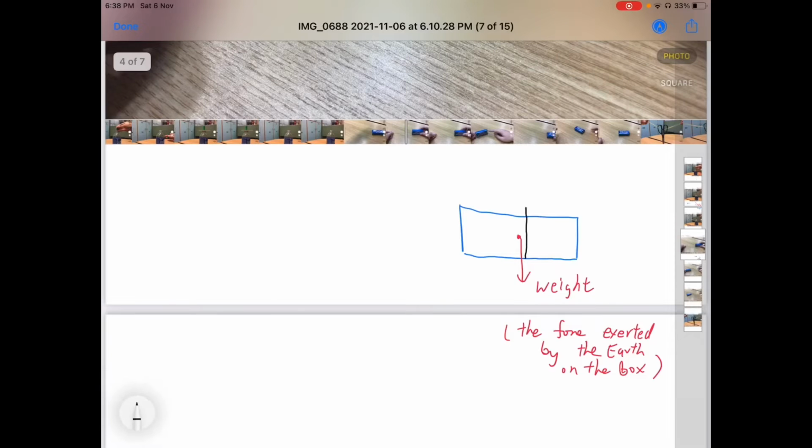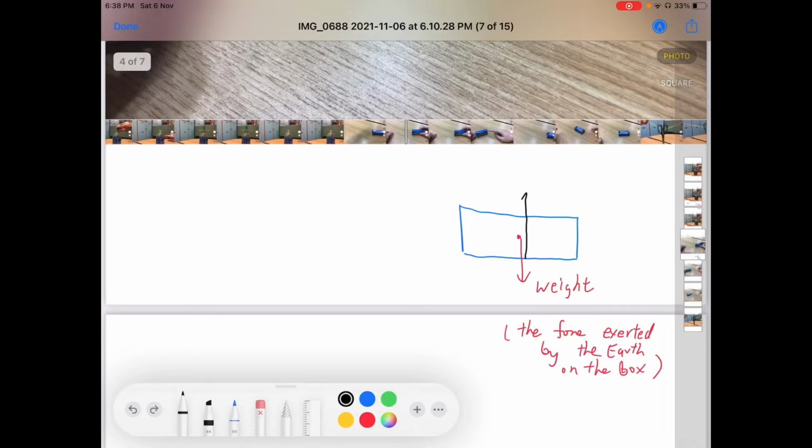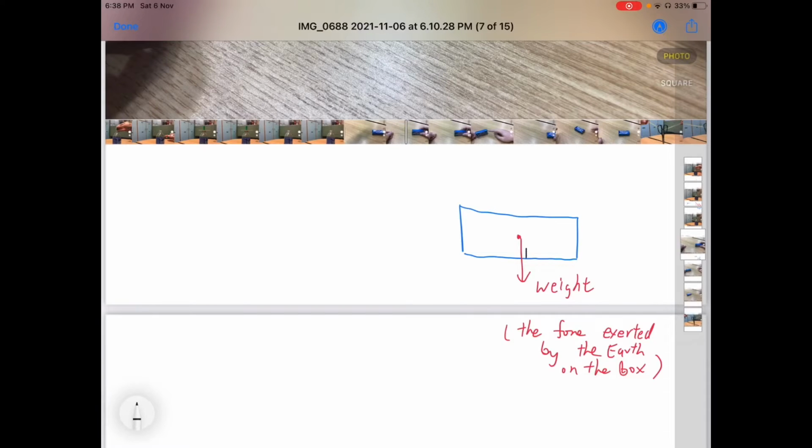And because the supporting force is a contact force, we start from the place where the box and the table are in contact, and there's a force exerted by the table or the desk on the box. And these two forces should be the same in length to represent that they have the same magnitude, and these two arrows should be in opposite directions so that the effect of these two forces can be cancelled out.